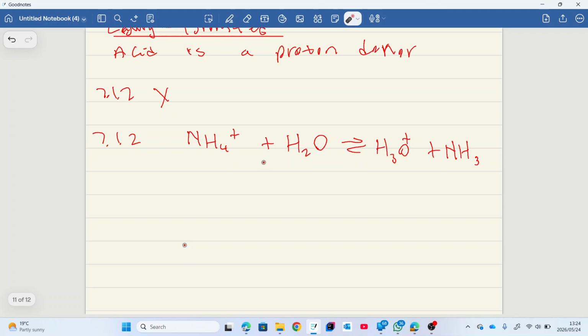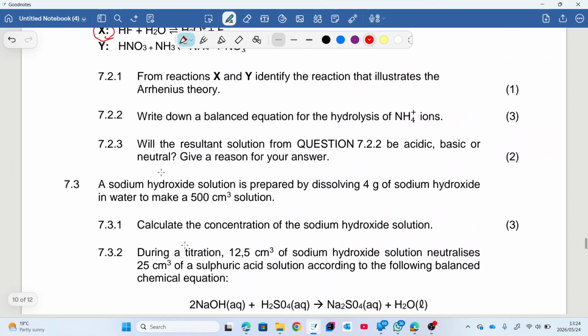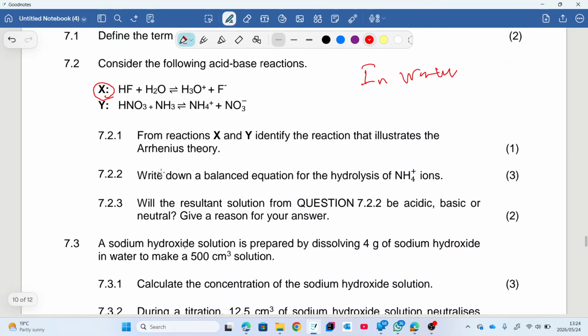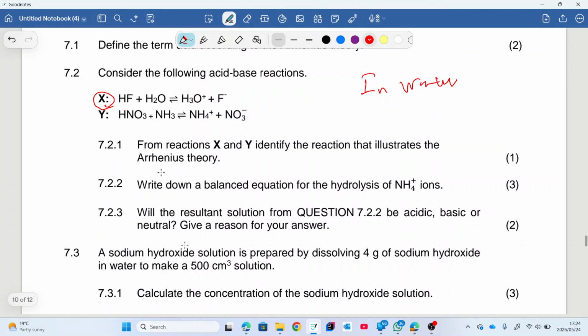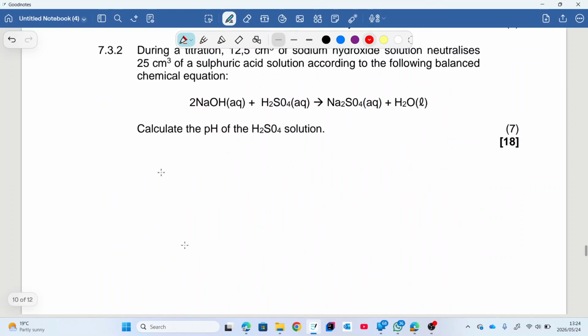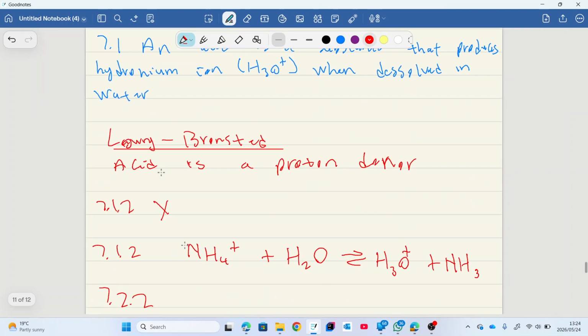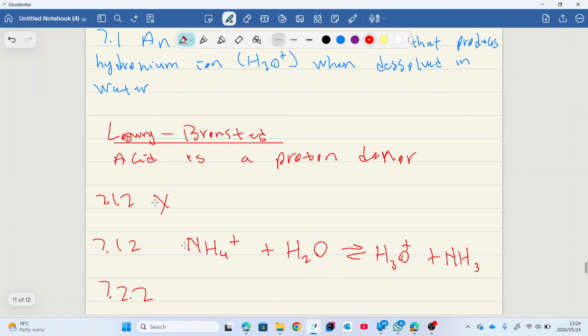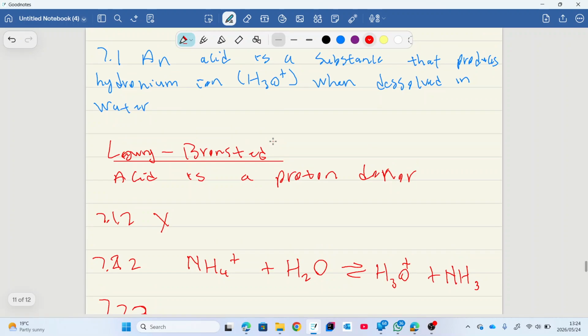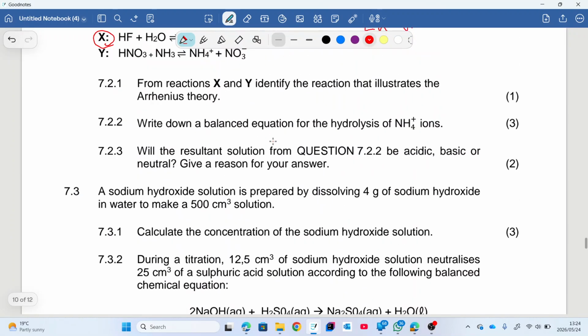Okay. Now, 7.2.2. Write down the balanced equation for the hydrolysis of NH4 plus ions. What? This is what I did, Mas. Oh, this is 7.2. Yeah. Okay, yeah, of course. Well, I saw that I did that.